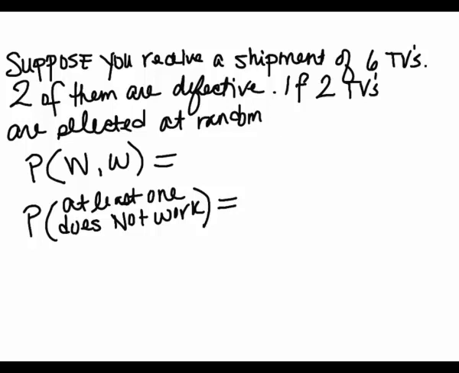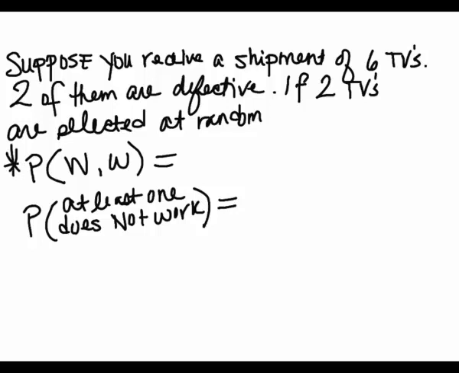I get 6 TVs. I know 2 of them are defective, but I don't know which ones. So then I choose 2 TVs at random. What's the probability of them both working? Okay, so let's take it one at a time. We're just doing this one. The probability that they both work.